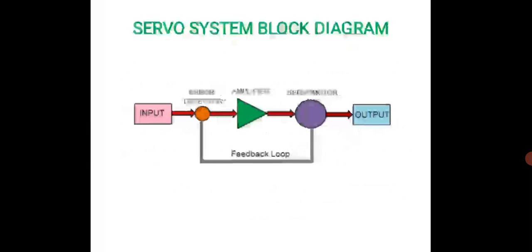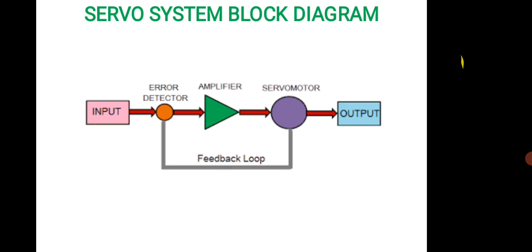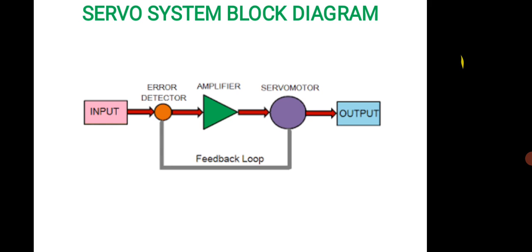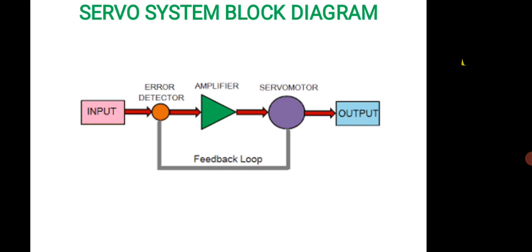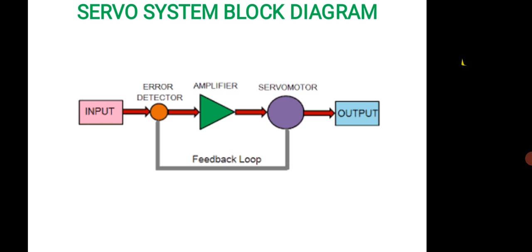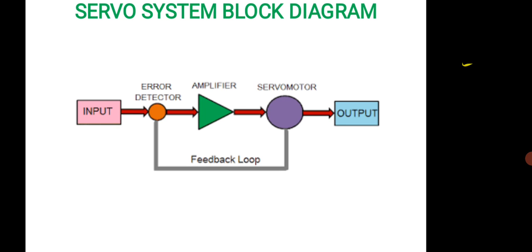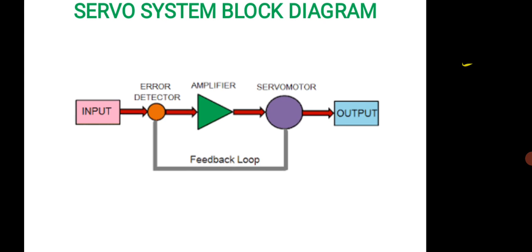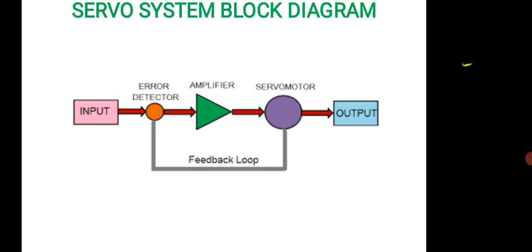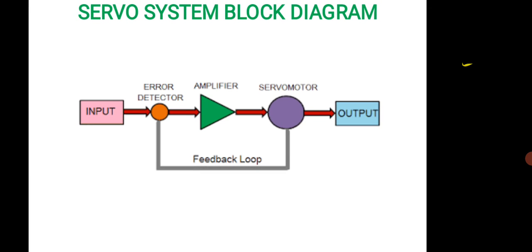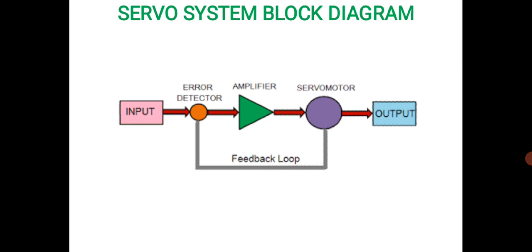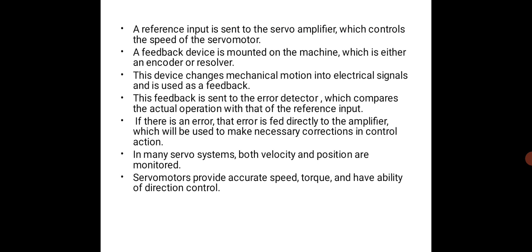So this gives you the block diagram of a servo system where you can see input, and there is a feedback loop. So once the error is detected, it gets amplified and corrected, and until the error is eliminated, the output is not shown here. Then once you have the proper degree of movement, the output is shown. Reference input is sent to the servo amplifier, which will control the speed of the servo motor.